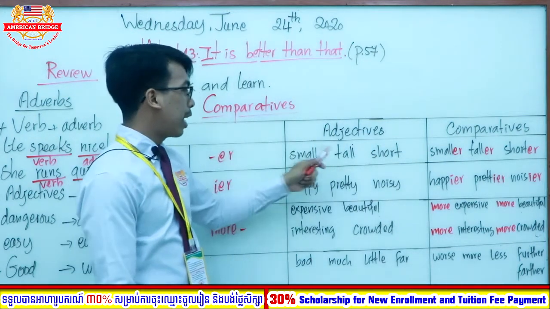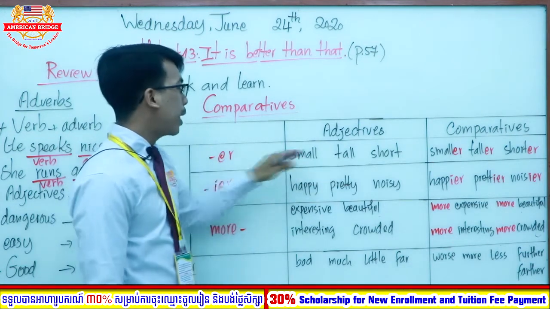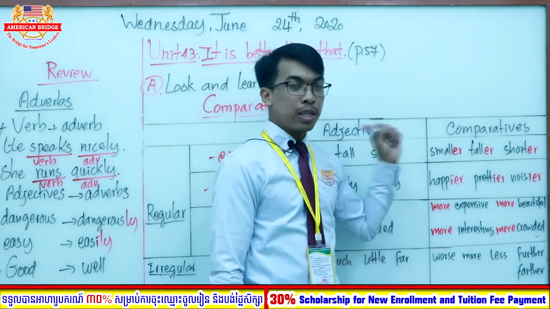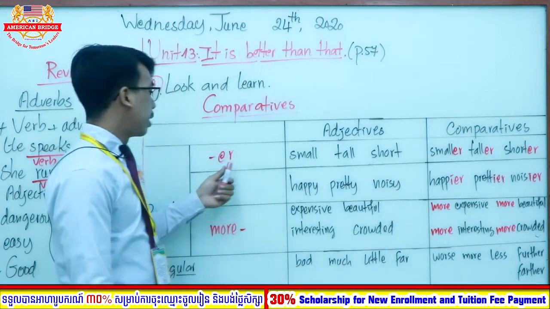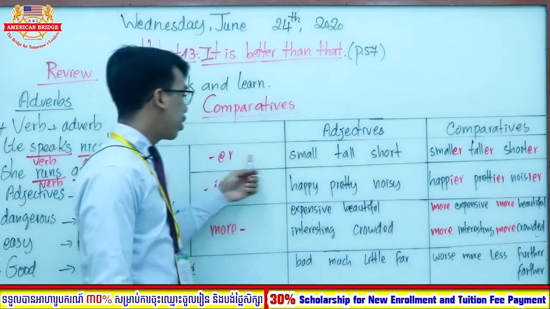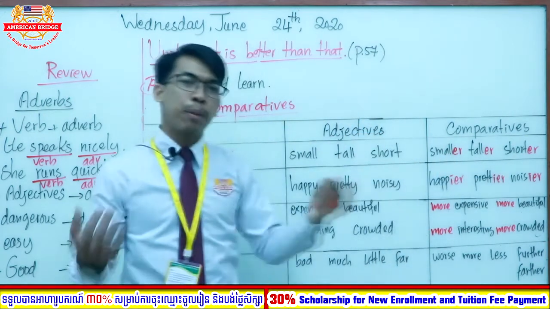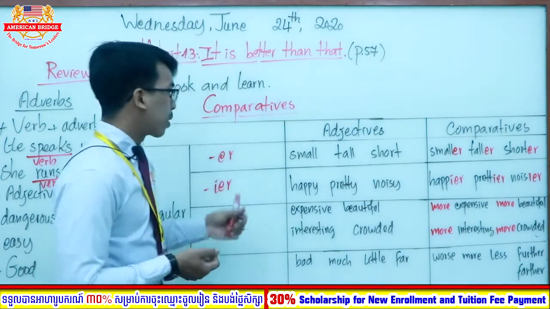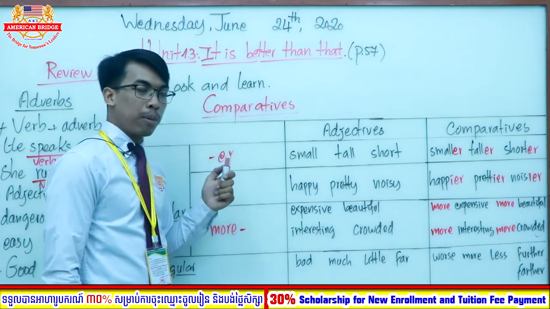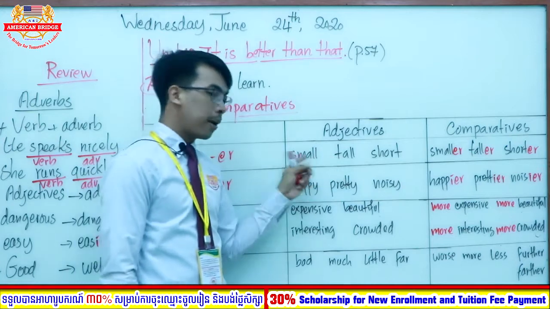All right, good. Now let's move on to the next word. Tall. We only add er and then it becomes taller. It becomes comparative. The last word, short. We just add only er and it becomes shorter. It becomes a comparative adjective. Remember, we add er to adjectives that have only one syllable, like the words short, tall, small. Very good, students.